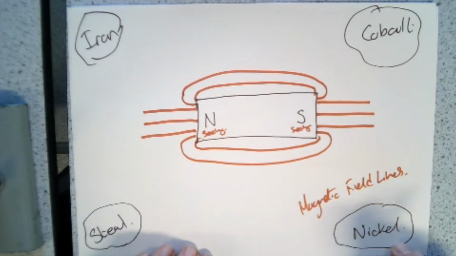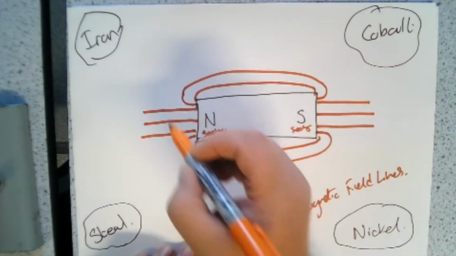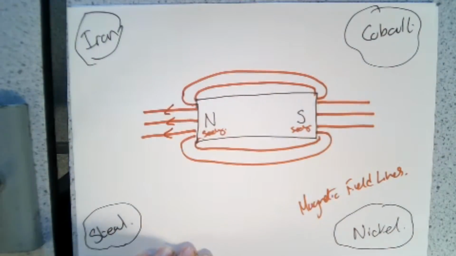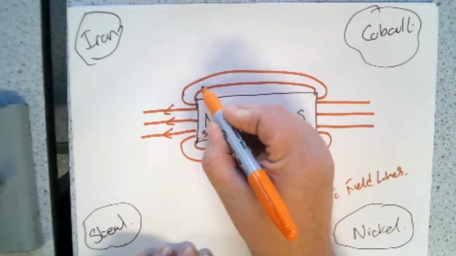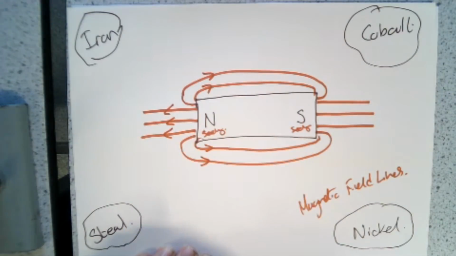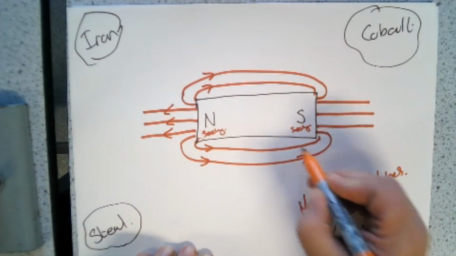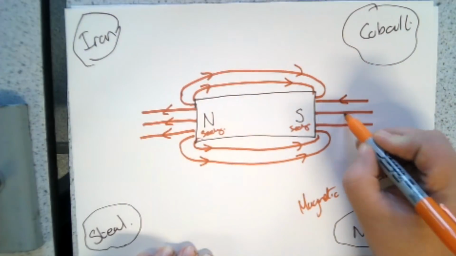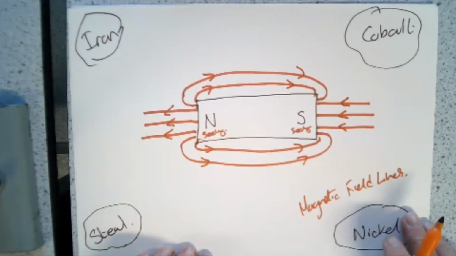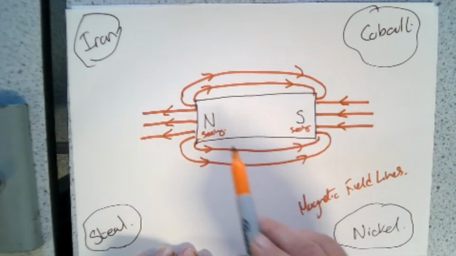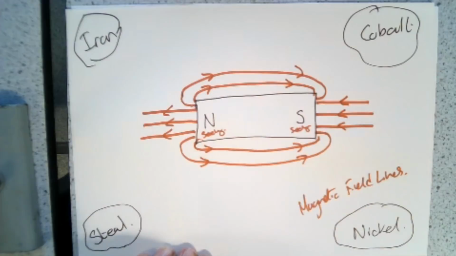Just remember, with a magnet, the field lines always come out of the north, so you've got to put arrows on them. Coming out of the north on each of these, and they go into the south. So there would be my arrows like that. The magnetic field comes out of the north and goes into the south. Out of the north and into the south.